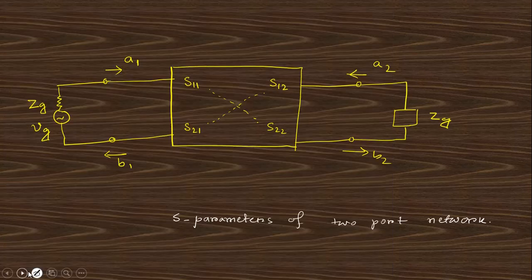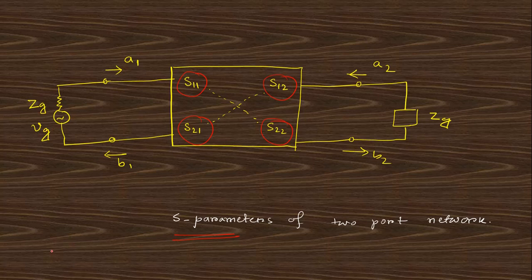Okay, and this is the actual circuit to find out this S matrix parameter. Port 1, A1 is the input, B1 is the output, A2 is input, and this is output, and these are the matrix elements S11, S12, S21, S22. And this is the impedance at the output, and this is the voltage at the input.